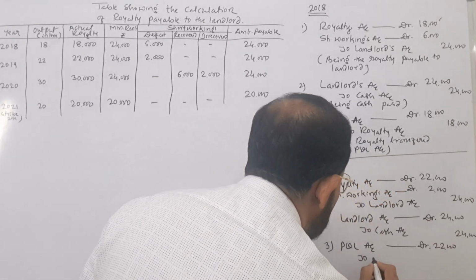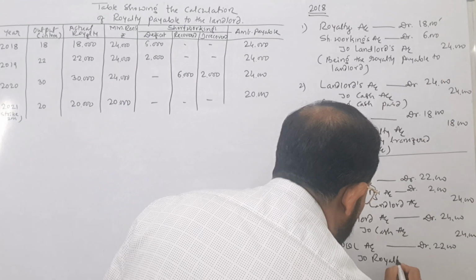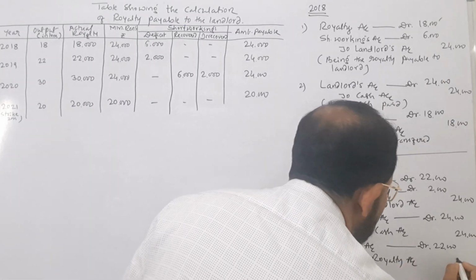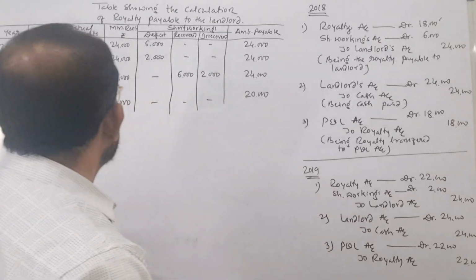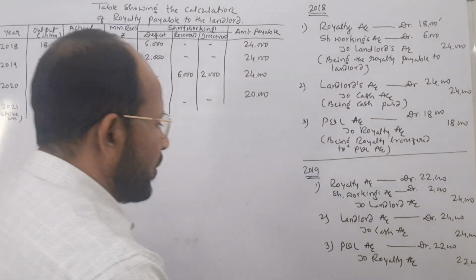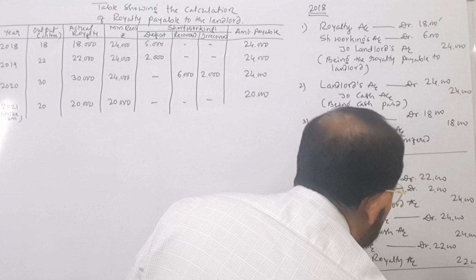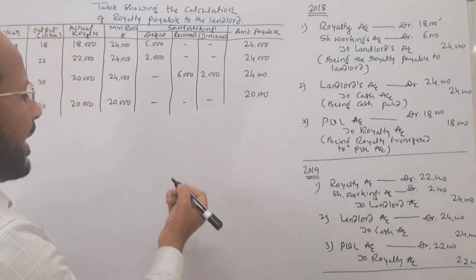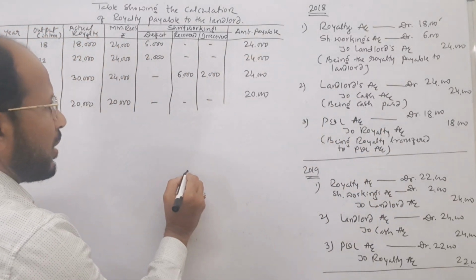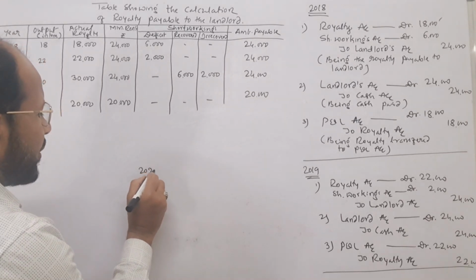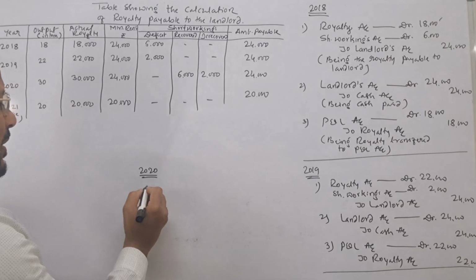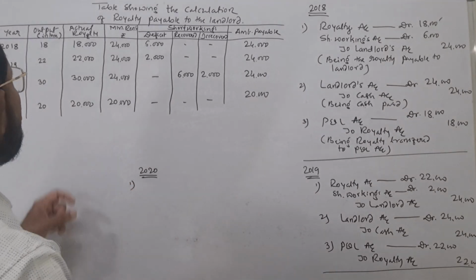22,000 to royalty account. Now royalty account gets closed. 22,000. Same narration you have to write. Next one is in the third year. Here I write in the year 2020. The year 2020. Here what is the first journal entry?